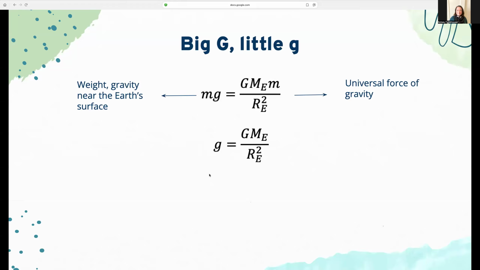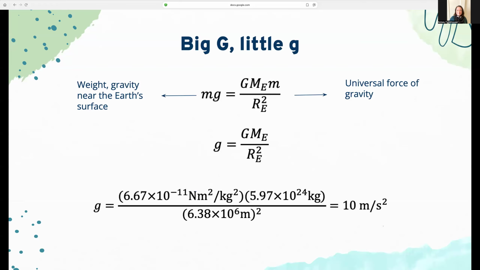So I'm going to plug all that in. Don't worry, it's going to look overwhelming because it's in scientific notation. But the important part is this over here that comes out at the end. If we plug in our value for big G and the mass of the Earth, like I said, it's 10 to the 24 kilograms, and then we divide by the radius of the Earth squared, we get 10 meters per second squared. So this is actually where the little g we've been using comes from. It comes from this universal force of gravity equation for the Earth itself specifically.